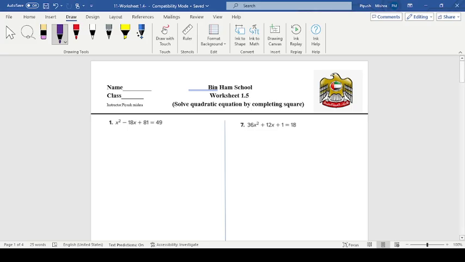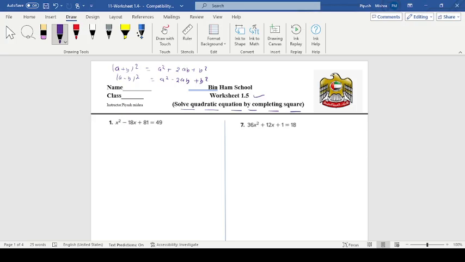So today we are going to learn lesson number 1.5, and the name of the lesson is solve quadratic equation by completing square. What does it mean? Here we will be using either the a plus b whole square formula or the a minus b whole square formula. Okay, what is the formula? a square plus 2ab plus b square, and here the formula is a square minus 2ab plus b square. Okay, so we will be using these two formulas.